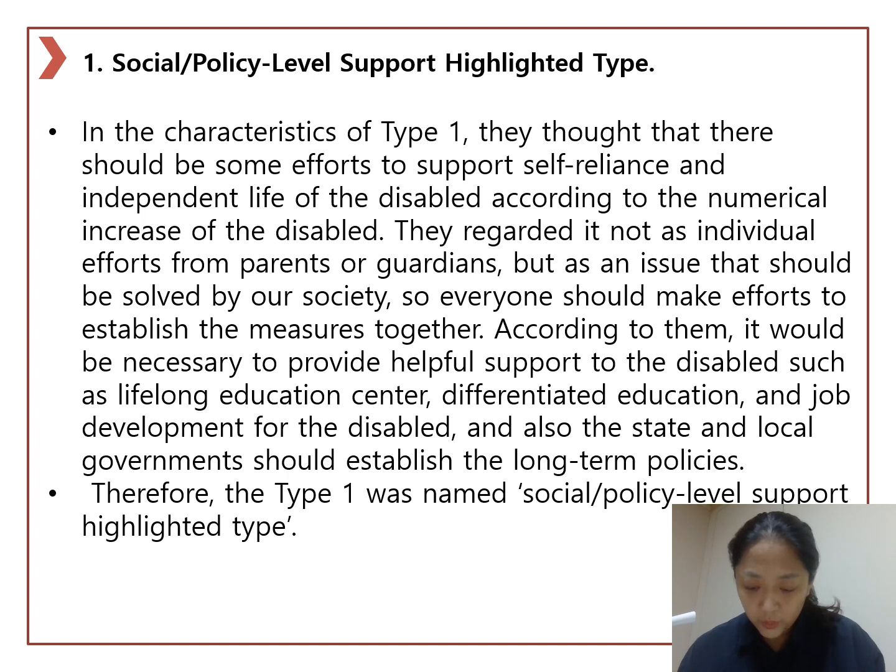They regarded it not as an individual effort from parents or guardians, but as an issue that should be solved by our society, so everyone should make effort to establish the measures together. According to them, it would be necessary to provide helpful support to the disabled, such as lifelong education center, differentiated education, and job development for the disabled, and also the state and local governments should establish the long-term policy. Therefore, type 1 was named Social Policy Level Support Highlight Type.